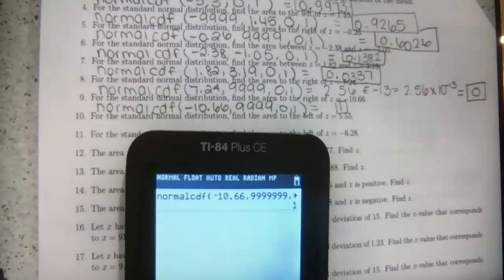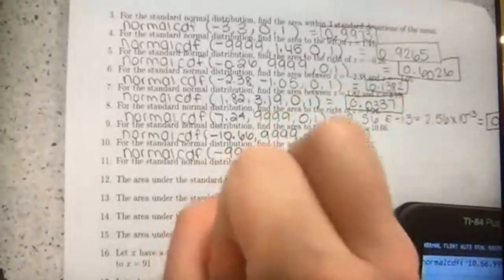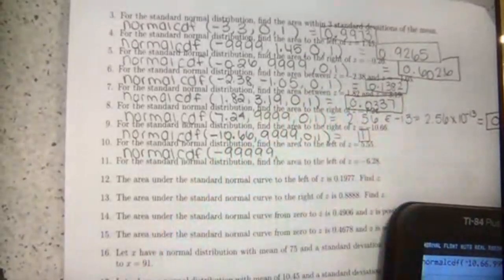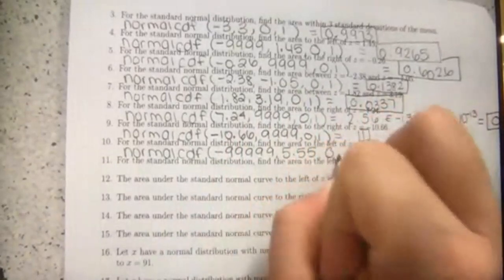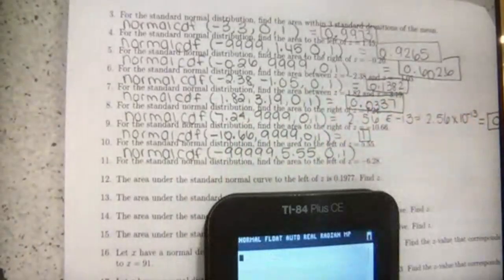So number 8 is when our area is so small that it's pretty much nothing. It's pretty much 0. Number 9 is our area is so big it's the whole thing. The whole thing is 1. Number 10, for the standard normal distribution, find the area to the left of 5.55. Normal CDF. On the left, so that means our lower boundary is negative infinity, so negative 99999. Our upper boundary is that 5.55. Our mean is 0, and our standard deviation is 1.